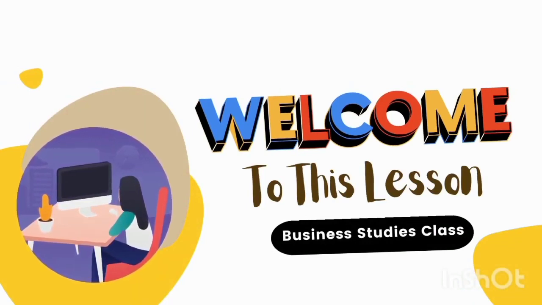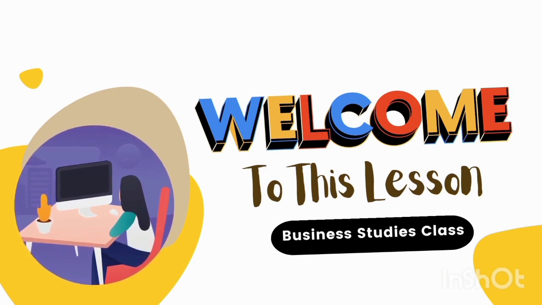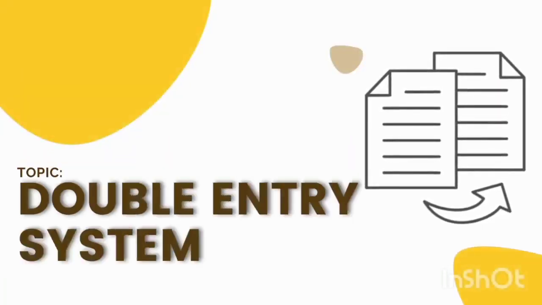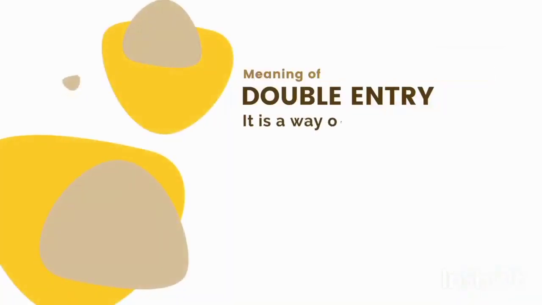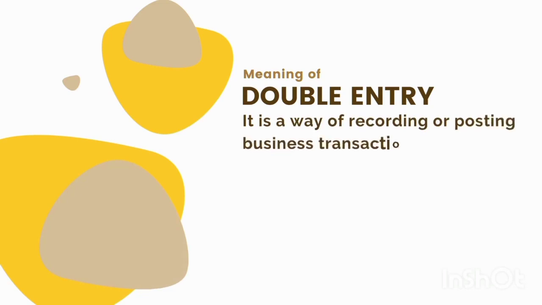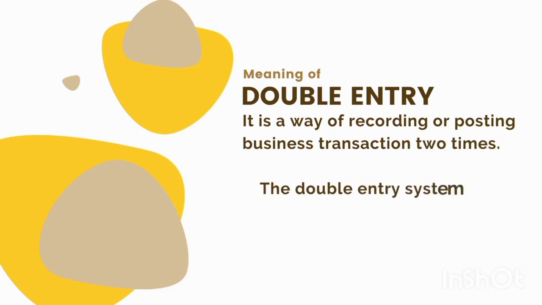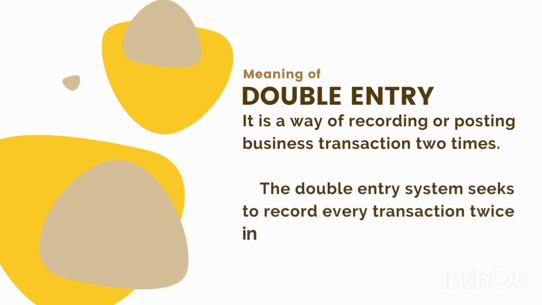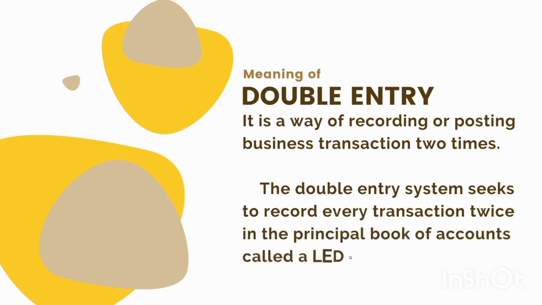Today we are discussing a very interesting topic, the double entry. Now, what do you mean by double entry? It is a way of recording or posting business transactions 2 times. The double entry system simply seeks to record every transaction 2 times in the principal book of account, which we call what? Ledger. Now, what is the ledger?